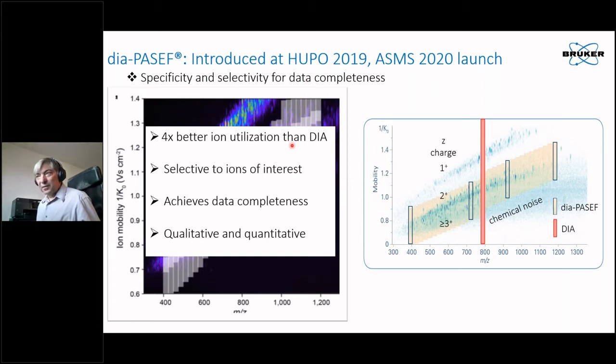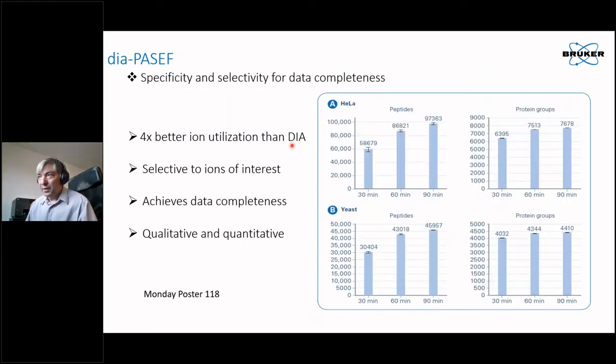We can set up our boxes so that we select the ions of interest, and we use that 4D feature alignment to pull out the ions of interest and achieve good data completeness as well as good qualitative and quantitative results. So here's some results.